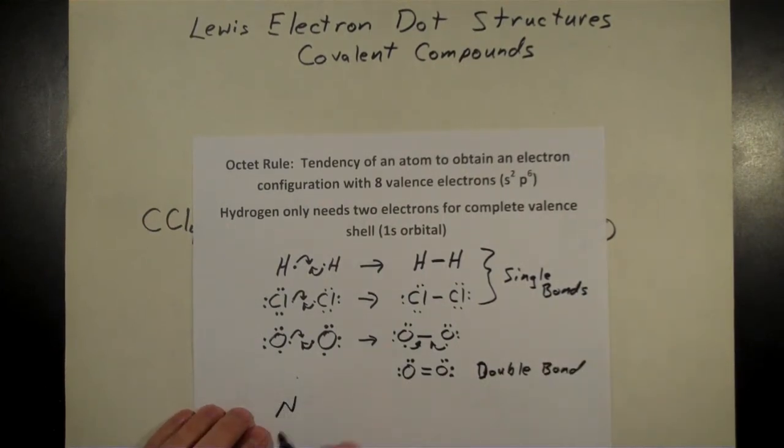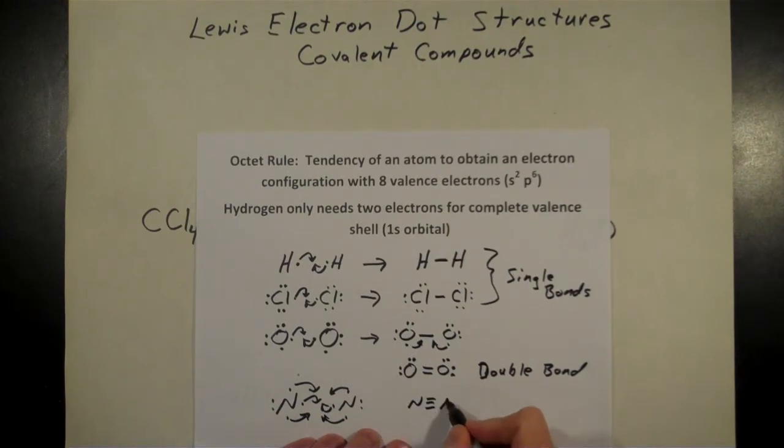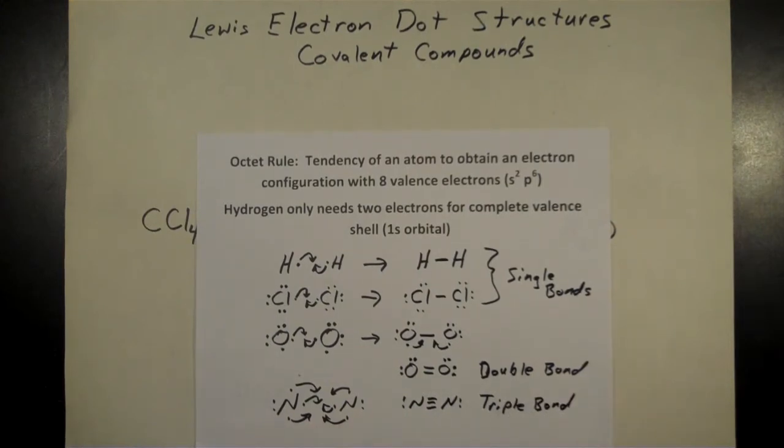Even nitrogen gets into the act, or can. It's only going to have 5 valence electrons, and so instead of sharing 2 pairs like oxygen, it's actually going to share 3 pairs of electrons between the 2 atoms. So these get shared, and this set gets shared. And so we end up with 3 bonds between the 2 nitrogens, and that forms a triple bond. All right, so that's how we can form single, double, and triple bonds for just some very simple covalent compounds.